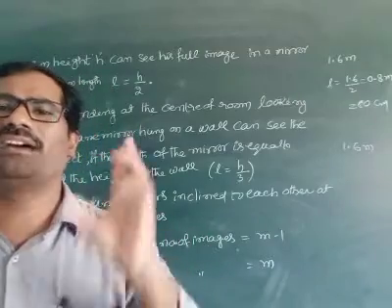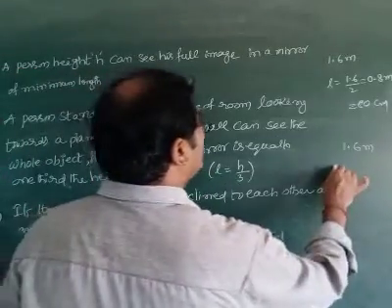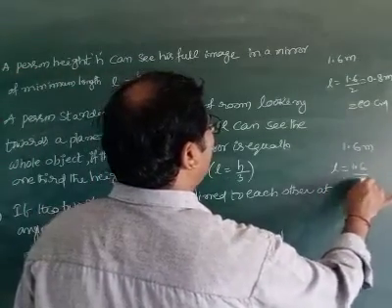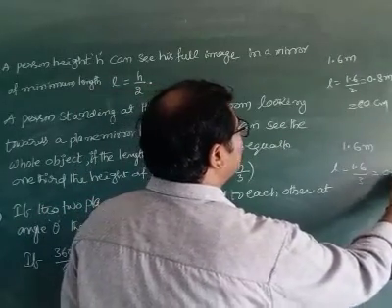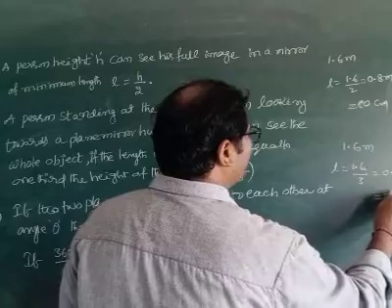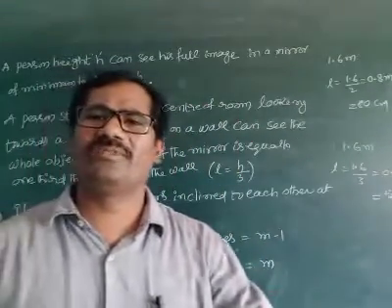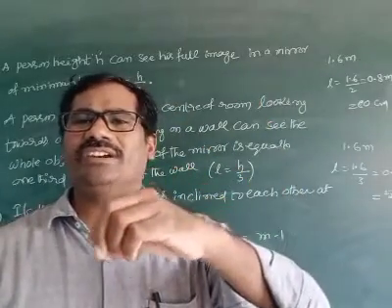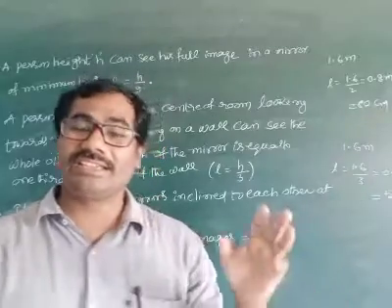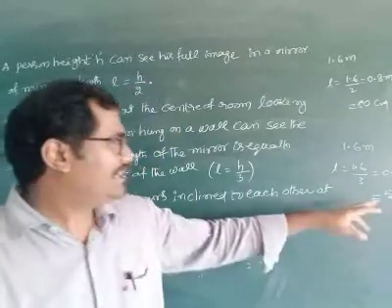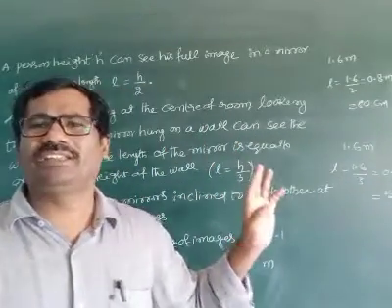What is the length of the mirror? That means the length of the mirror is equal to 1.6 by 3, nearly 0.53 meters, nearly 53 centimeters height of the mirror. You can see the full object of the person standing at the center of the room; that is nearly 53 centimeters length of the mirror needed.